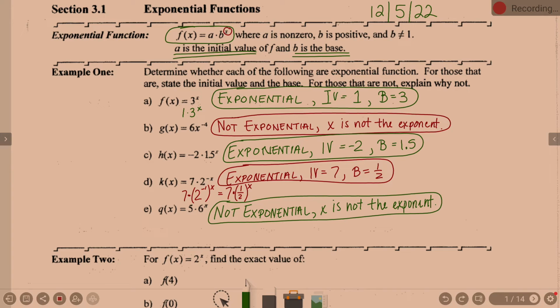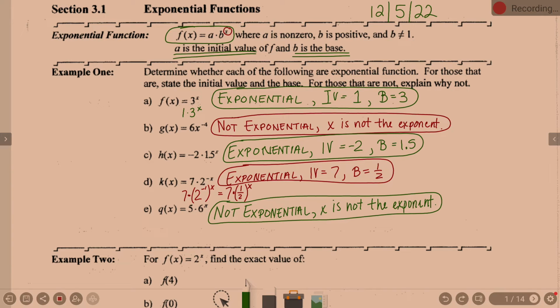Example 2. Now we're going to talk about the fact that example 2 says to find the exact value, which means put the calculators aside. A calculator is going to give you a rounded value often, depending on the situation. This one's an exact value.